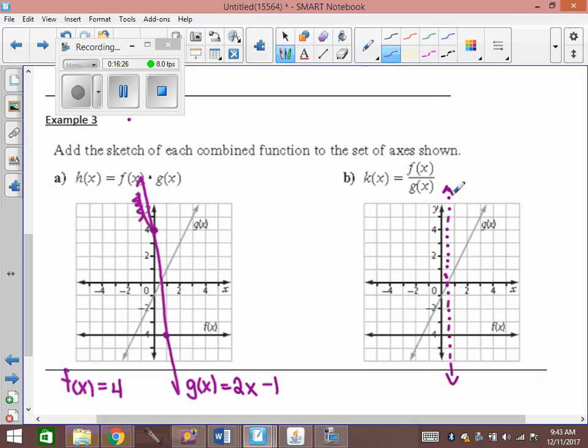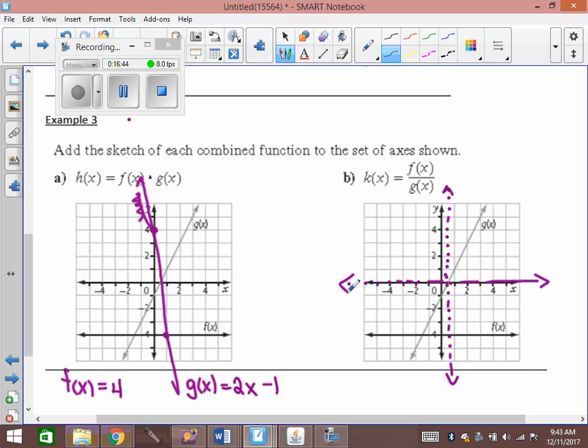And the numerator is actually a lower degree than the denominator, isn't it? Because the numerator is a constant, so it's x to the 0. The denominator is x to the 1. So I'm going to have an asymptote horizontally at 0. And then I draw my graph based on my other one.